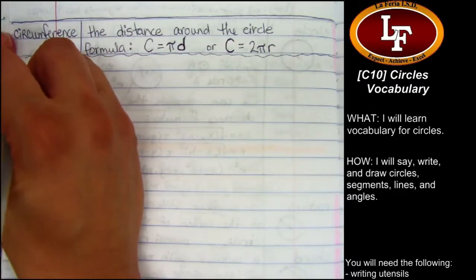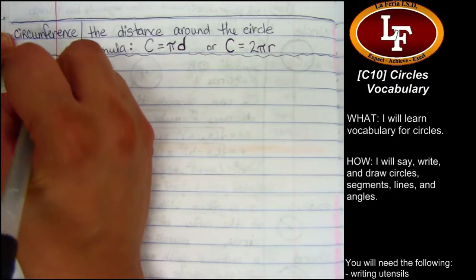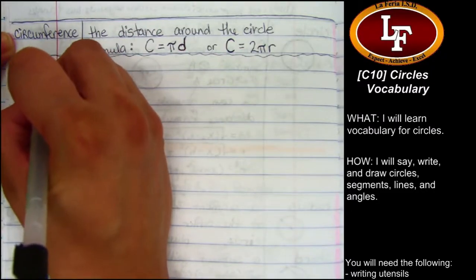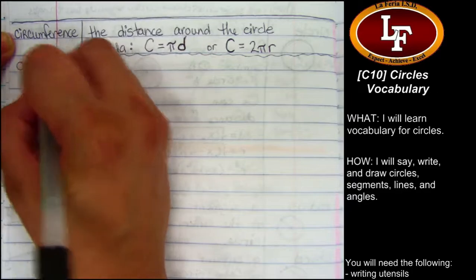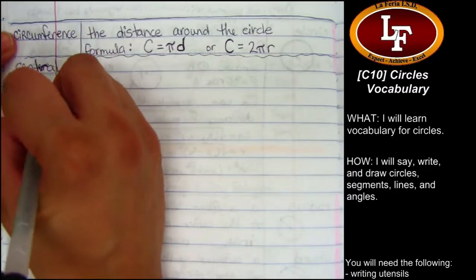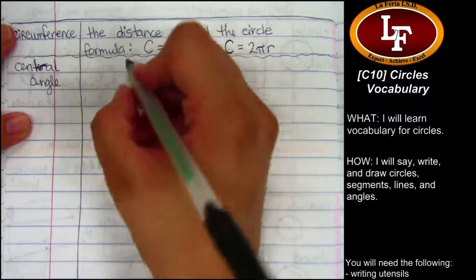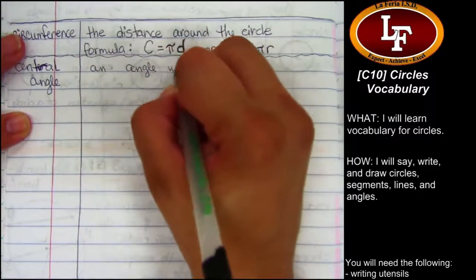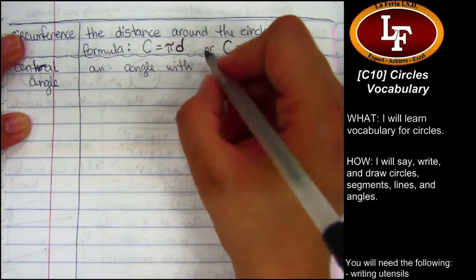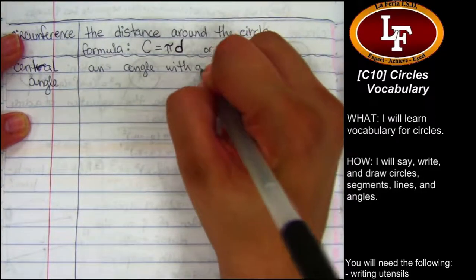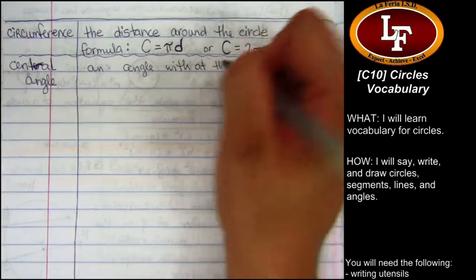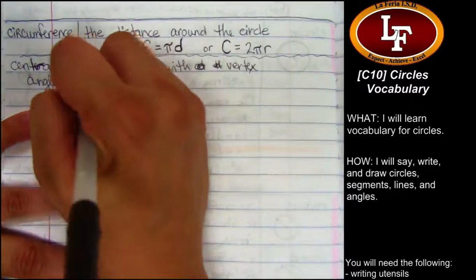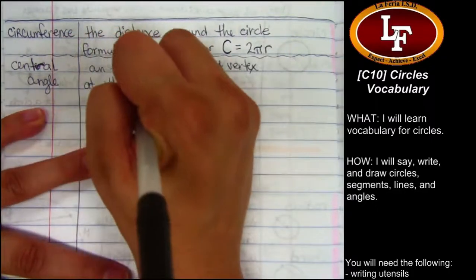Okay, let's move on from talking about the outside characteristics of our circle, lines and the distance around the outside, and let's talk about some angles that we can find inside of our circle. So the first angle type that I want to talk about today is called the central angle. And the central angle is going to be any old angle with the vertex sitting on the center of the circle. With vertex at the center of the circle.